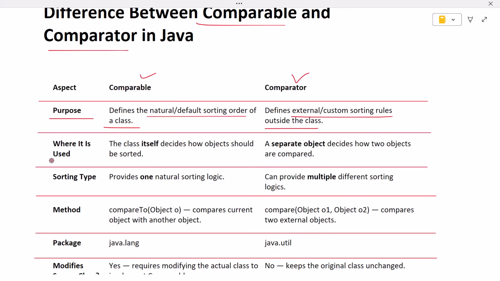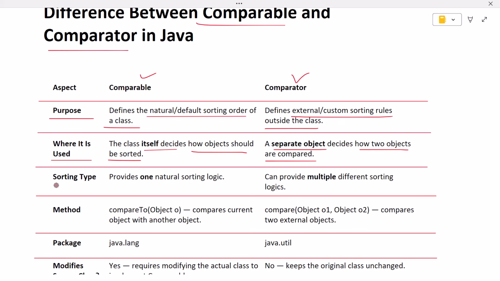2. Where it is used. Comparable is used inside the class. You implement Comparable when the class wants to define how two of its objects should be compared. Comparator is used outside the class. A separate class or object decides how two objects should be compared.